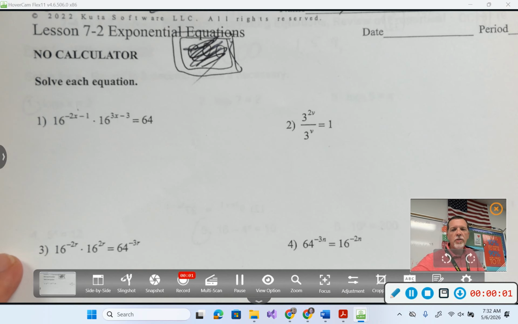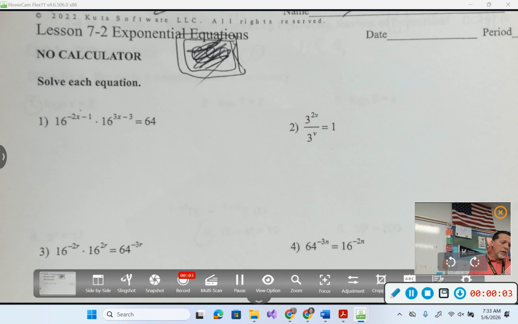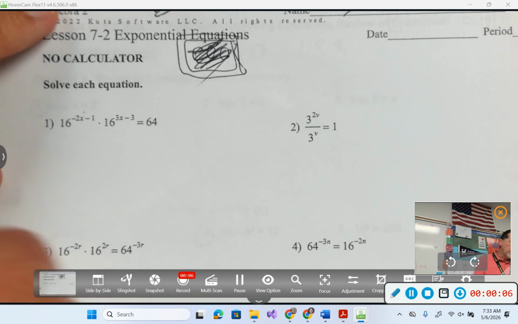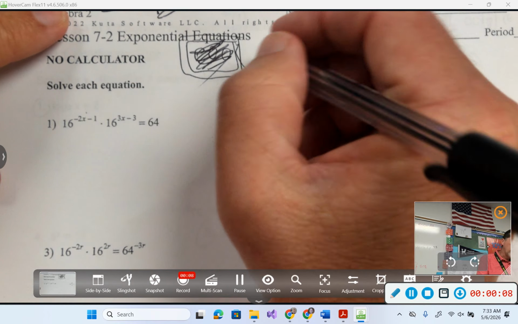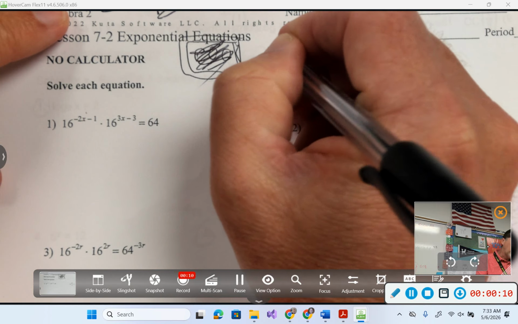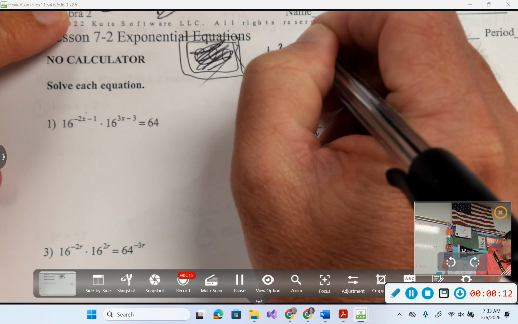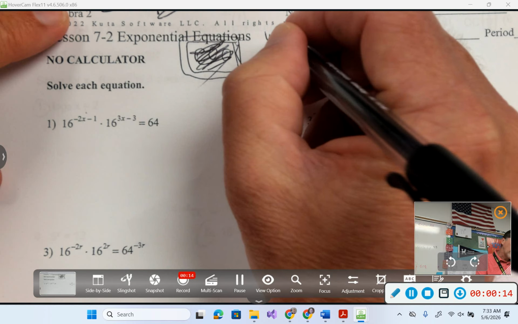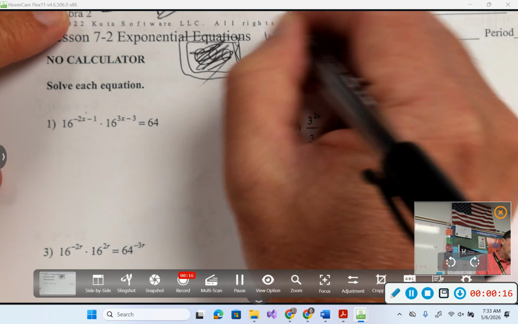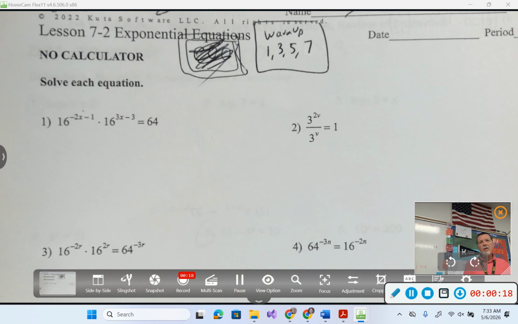Okay, so we'll start with this worksheet. I think we know how to do this worksheet. So we'll do number 1 together. And if you're trying to race ahead, as warm-ups, we're going to do 1, 3, 5, and 7. So let's do number 1 first.